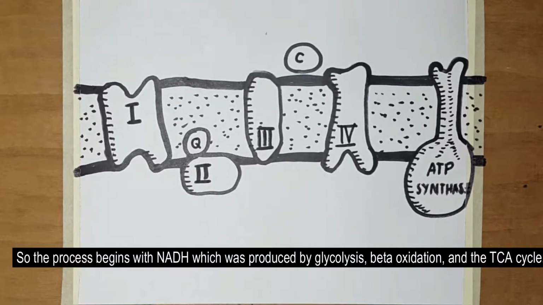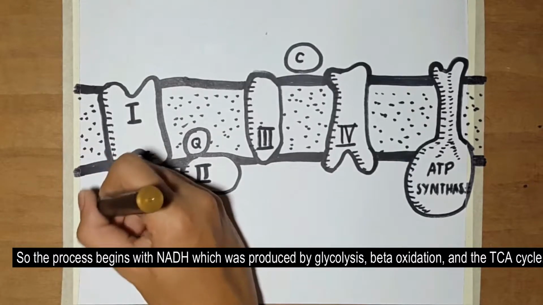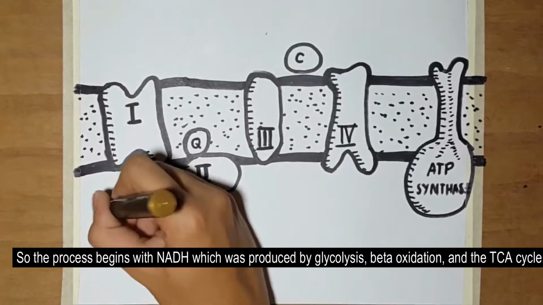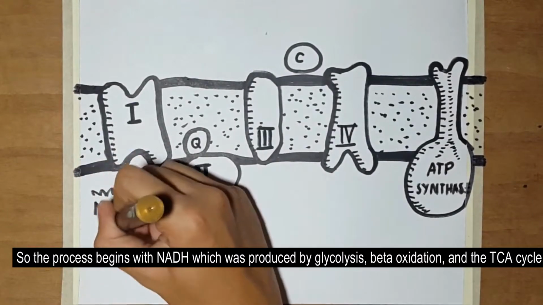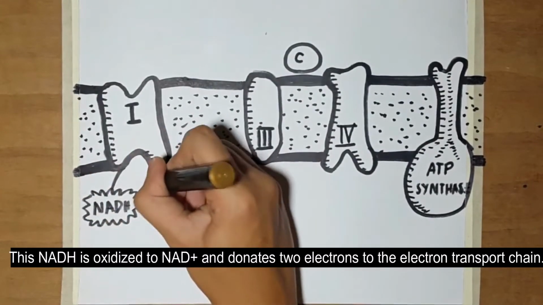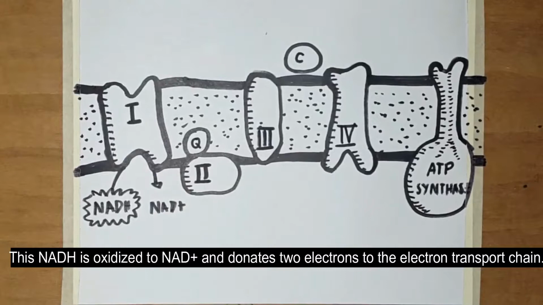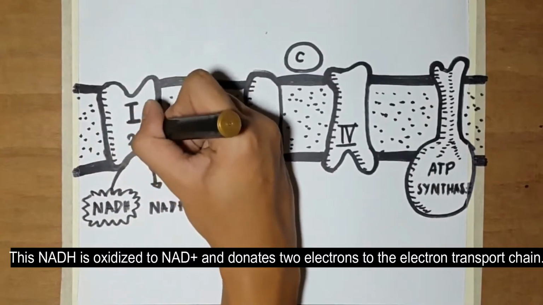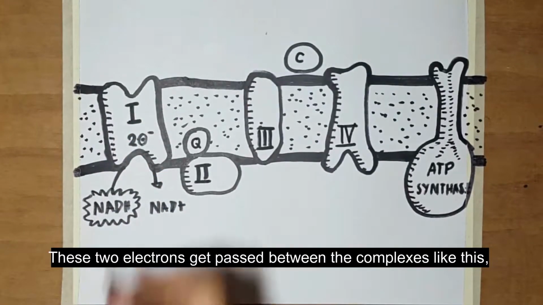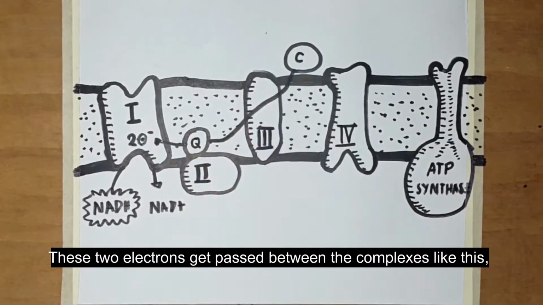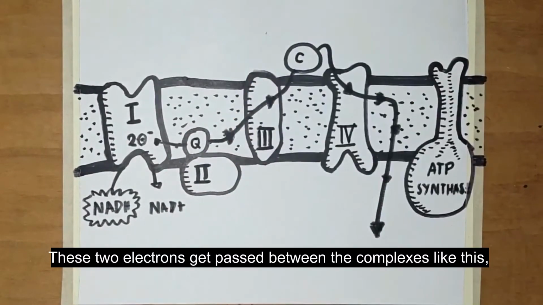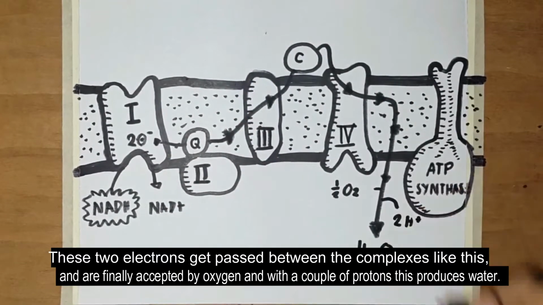So the process begins with NADH, which was produced by glycolysis, beta-oxidation, and the TCA cycle. This NADH is oxidized to NAD+ and donates 2 electrons to the electron transport chain. These 2 electrons get passed between the complexes like these, and are finally accepted by oxygen, and with a couple of protons, this produces water.